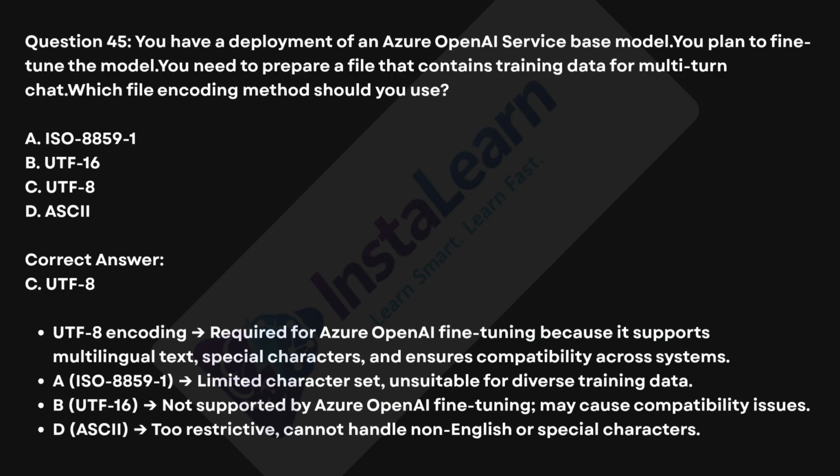Correct answer is C. UTF-8. Here's why. UTF-8 encoding is required for Azure OpenAI fine-tuning because it supports multilingual text, special characters, and ensures compatibility across systems. A. ISO 8859-1. Limited character set, unsuitable for diverse training data. B. UTF-16. Not supported by Azure OpenAI fine-tuning, may cause compatibility issues. D. ASCII. Too restrictive, cannot handle non-English or special characters.